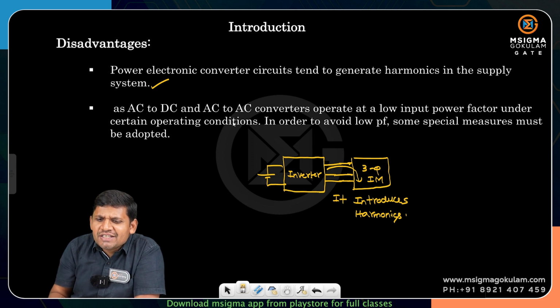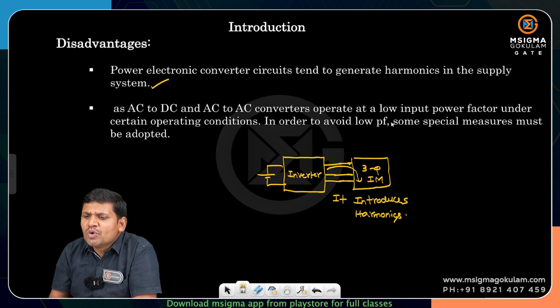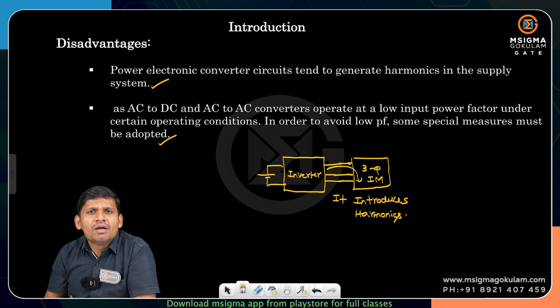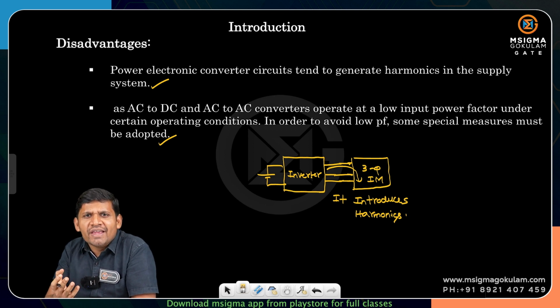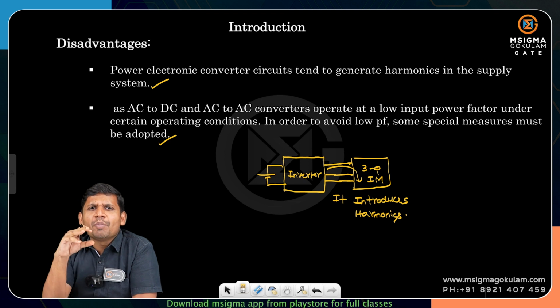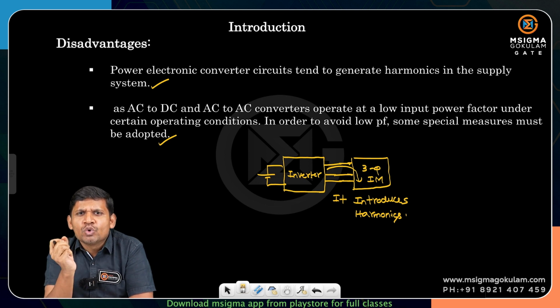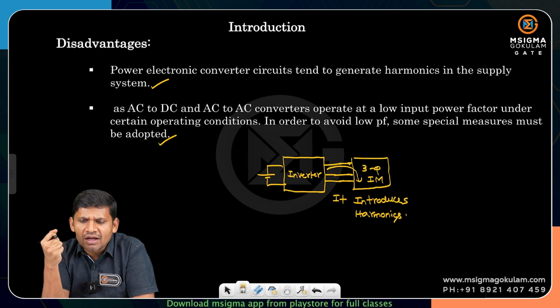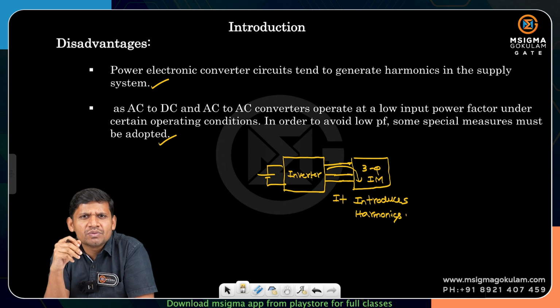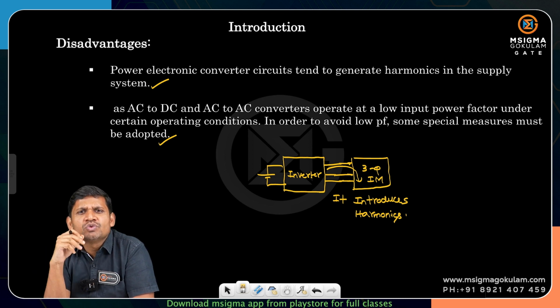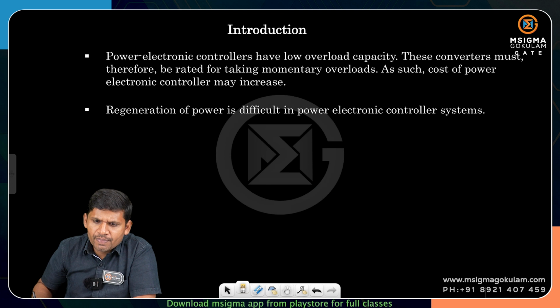AC to DC and AC to AC converters operate at low input power factor under certain operating conditions. In order to avoid low power factor, some special measurements have to be adopted. That means if you take the AC to DC converter or the AC to AC converter, during operation whose input power factor is less, to improve that power factor, special techniques you have to use, which increases the cost also.